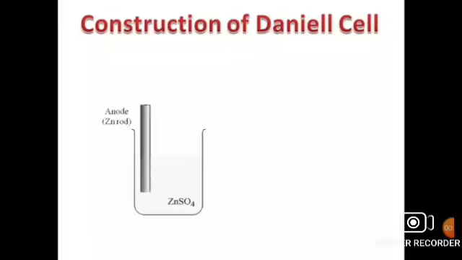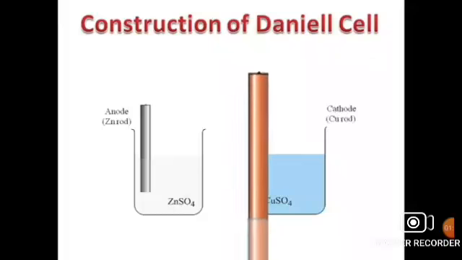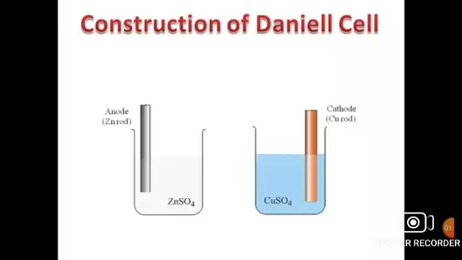It contains a container containing zinc sulfate in aqueous solution and a zinc rod. Another container contains copper sulfate with a copper rod, known as the cathode. A salt bridge is between these two chambers. You can see this salt bridge. It connects the two solutions, that is, of zinc sulfate and copper sulfate. The function of the salt bridge is to carry ions.